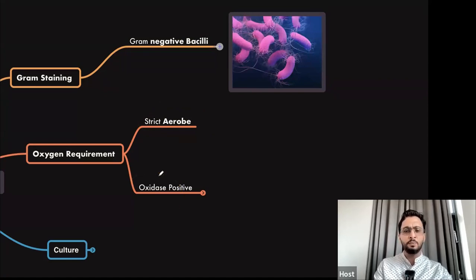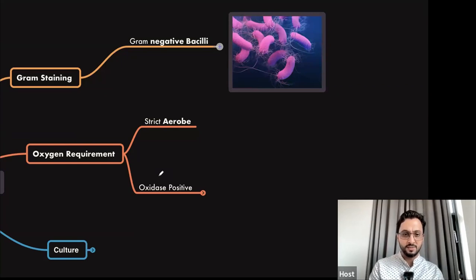Now oxidase, we'll come to oxidase produced in our human body when we'll be discussing general pathology, where our body produces oxidase enzymes to kill other bacteria, like NADPH oxidase, peroxidase, and all those. Similarly, this bacteria also produces oxidase to kill other bacteria. But the key feature here is they're oxidase positive.